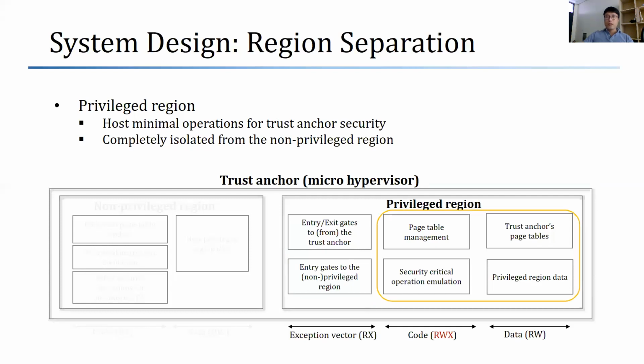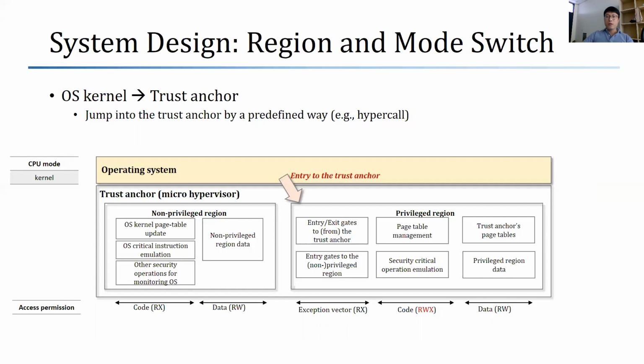In addition to the gates, we isolate the critical resources and operations like the hypervisor relevant page tables and their updates. Note that the code performing such operations is mapped with writable permission. The reason for this will be explained later on. Let's look at how the region and mode switches are handled.